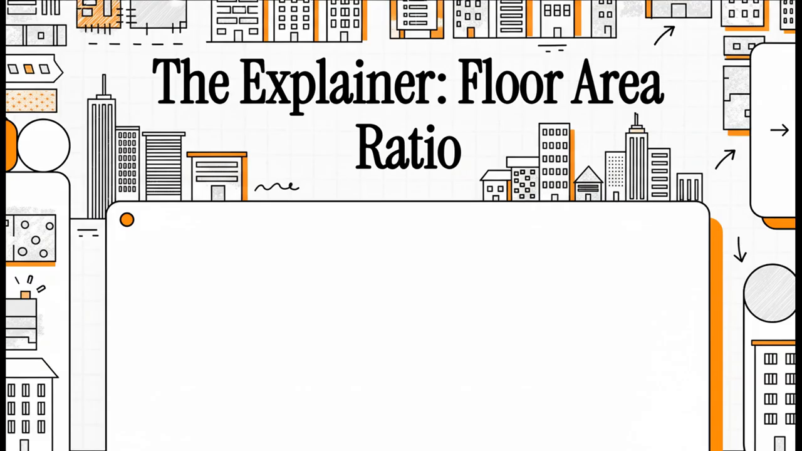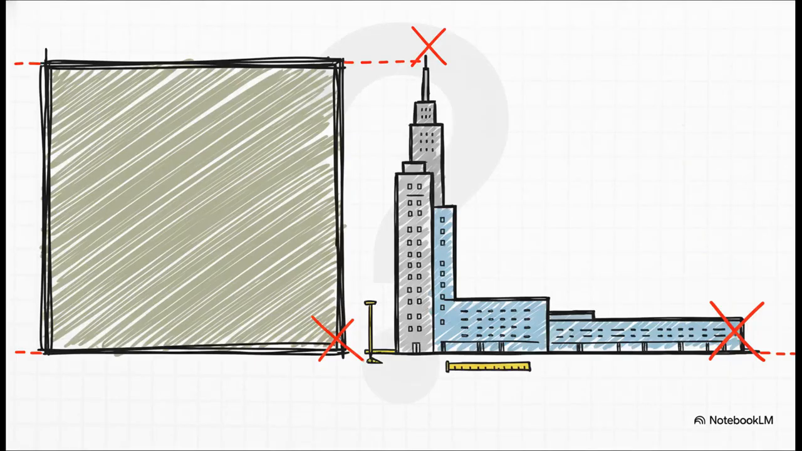Now, it might sound a bit technical, but trust me, it's like the invisible blueprint for every single building you see around you. So let's imagine for a second. You did it. You bought your dream plot of land. Now the big question is, what can you actually do with it? Are there any limits? Could you build a massive skyscraper? Or maybe just cover the entire plot from edge to edge?